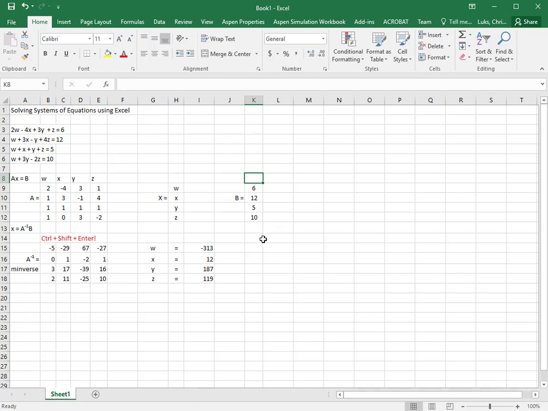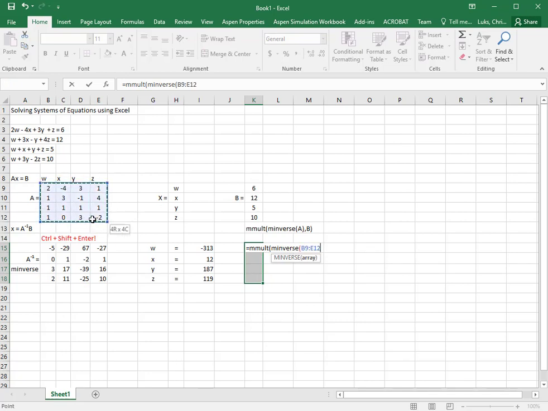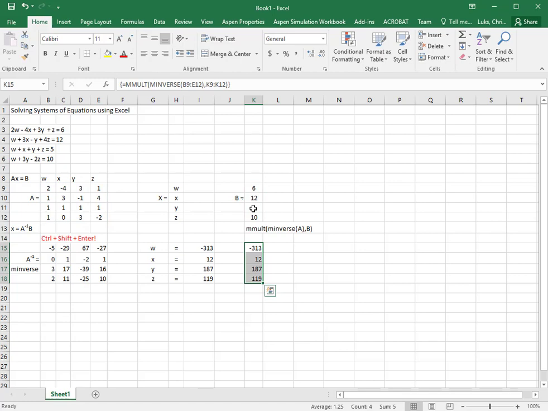Now, you can do this more concisely by using matrix multiply of the inverse, and I'll just highlight the A cells, and then the B cells. And this also will get it in one step. So if I wanted to do this, just to show you, I want to have all my answers in a column. I'm going to say it's equal to the matrix multiplication of the inverse of A, close the parenthesis, comma, multiply that inverse with this, Control-Shift-Enter. And it gets the same answer in one step.